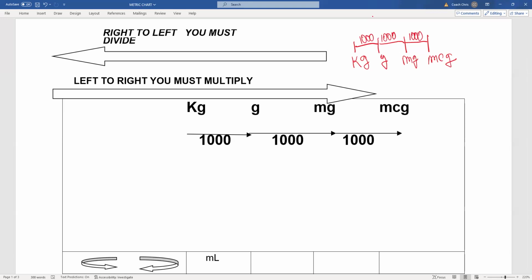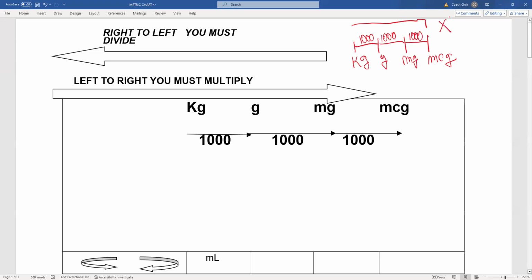So the first baby's name was what? Kilogram. Good job. The second baby's name was what? Gram. The third baby, milligram. The fourth baby, microgram. All right. So anytime I am going from left to right, when I go from kilogram to gram, or gram to microgram, or kilogram to milligram, whenever I go from left to right, you will multiply.